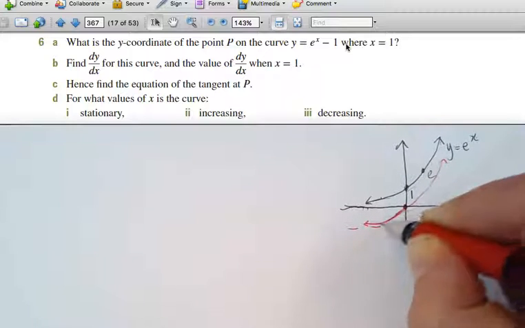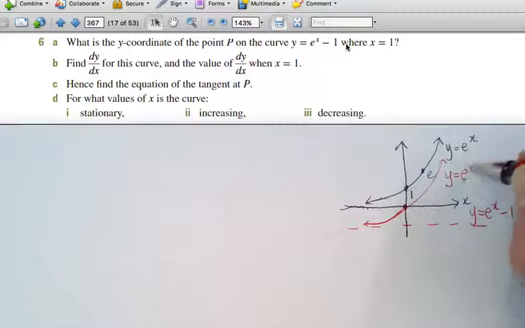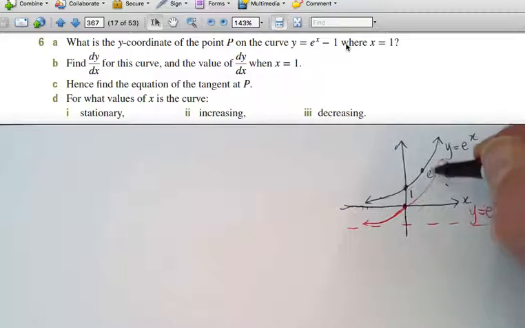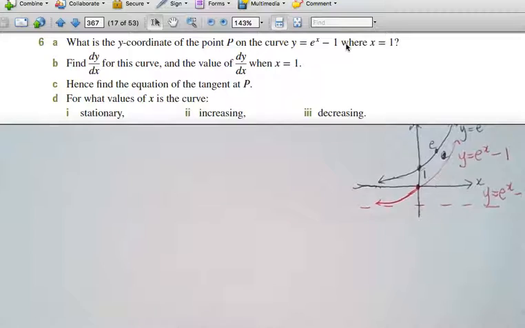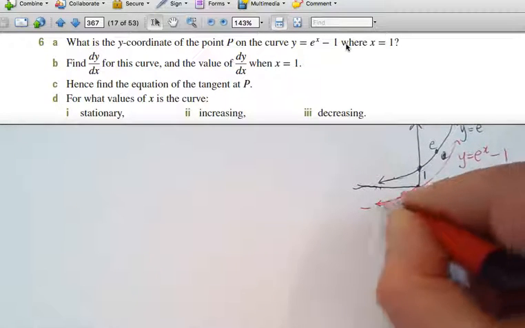So this is the curve, the red one is y equals e to the x minus 1. It's just the e to the x curve shifted down 1 unit. I'm just going to draw it like that so you get an idea. It's not the best drawing either. It should be more like that.